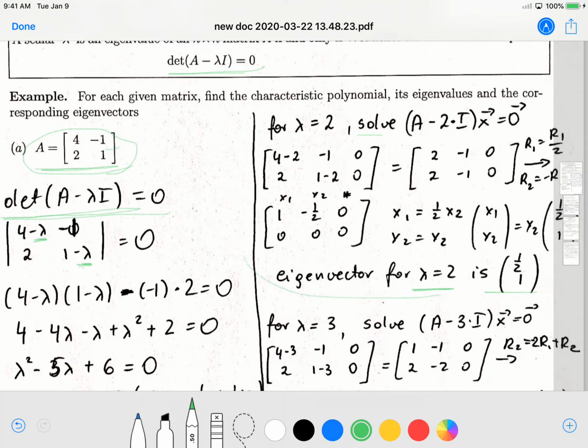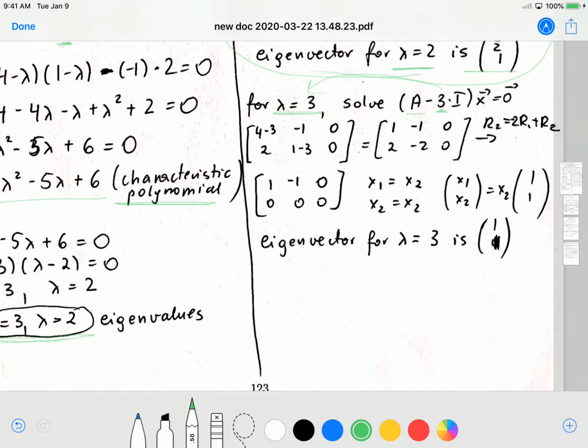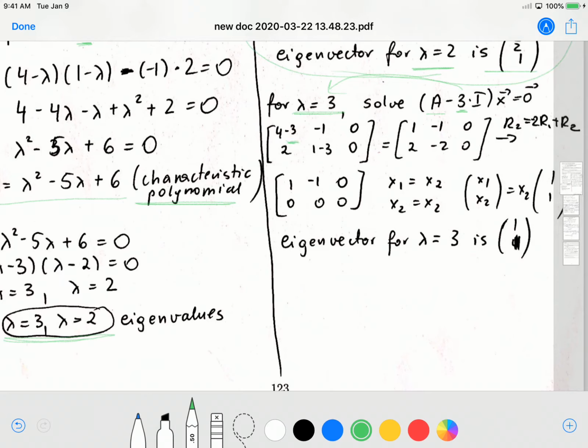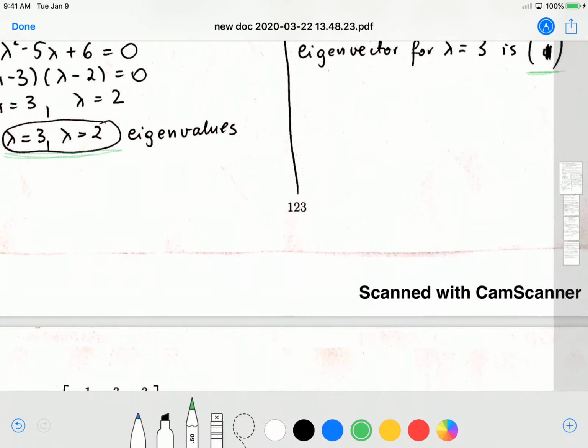Now we repeat exactly the same process to find the eigenvector for this given eigenvalue. So we solve A minus 3 I equal to 0, because the eigenvalue is 3 this time. In that case, we subtract 3 from the main diagonal and solve the system. So reduce the matrix to reduced echelon form, and if you solve the system, you get the eigenvector equal to (1, 1) for the eigenvalue equal to 3. Now we have the next example.